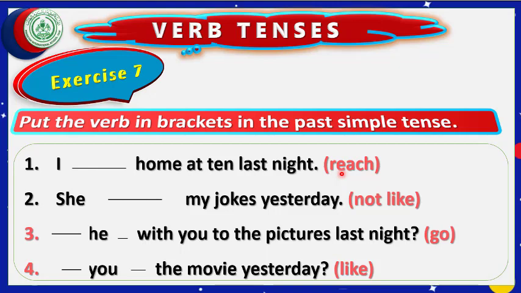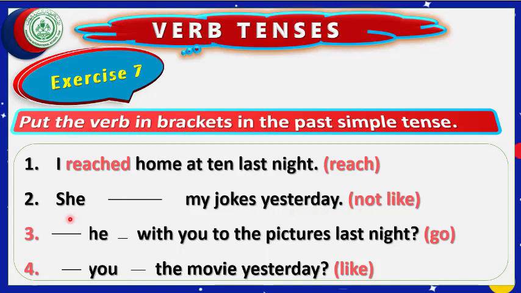What is the second form of reach? Is it a regular verb or irregular verb? Reach is a regular verb. We shall use its second form. Its second form will become when we add ed at the end of this verb. Therefore, it will become reached. What will be the sentence? I reached home at 10 last night.